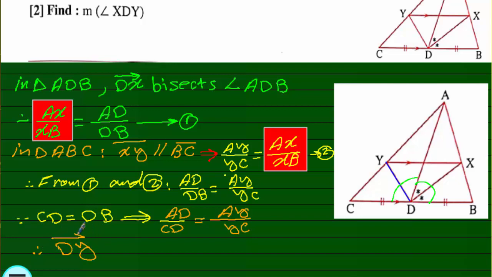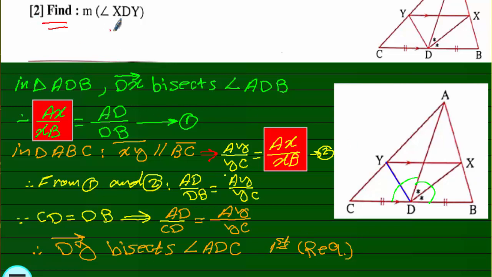ray DY is the interior bisector at D. Bisects angle ADC. This is the first required. Second required here, find measure of angle XDY.